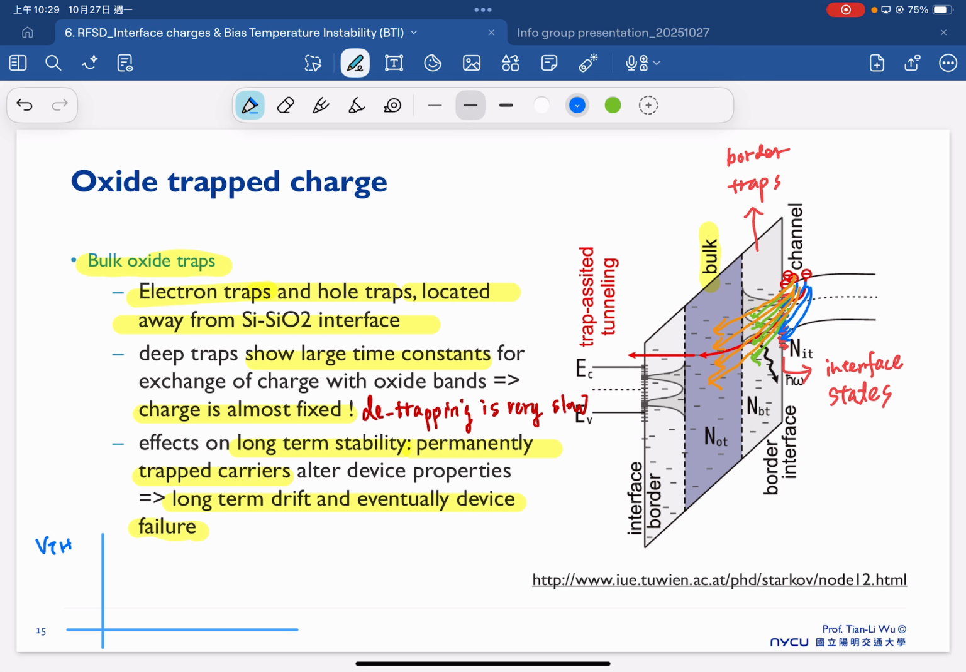So in the beginning, we have a threshold voltage here, but then we start to apply a positive bias. The positive bias will start attracting electrons, and if the interface state captures the electron, that will cause a positive shift of the threshold voltage. So in the end, this will become here, and this is due to the interface trapping.